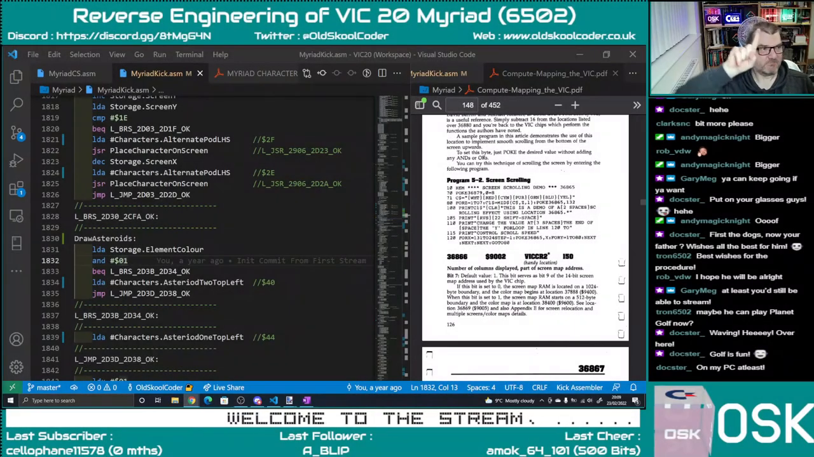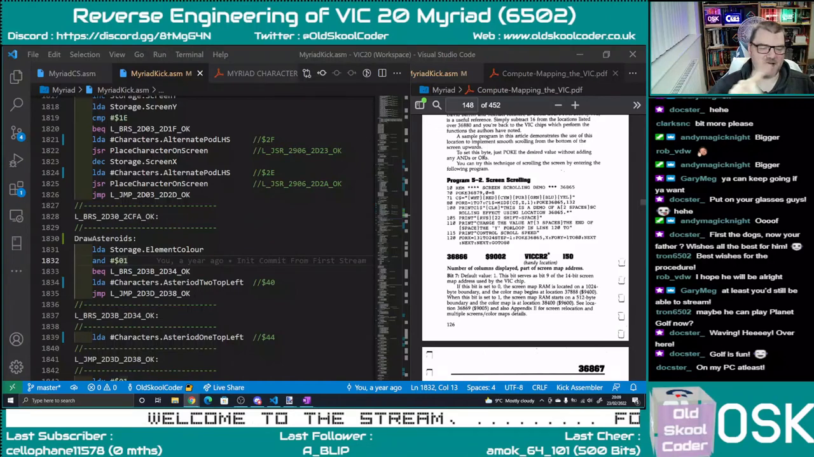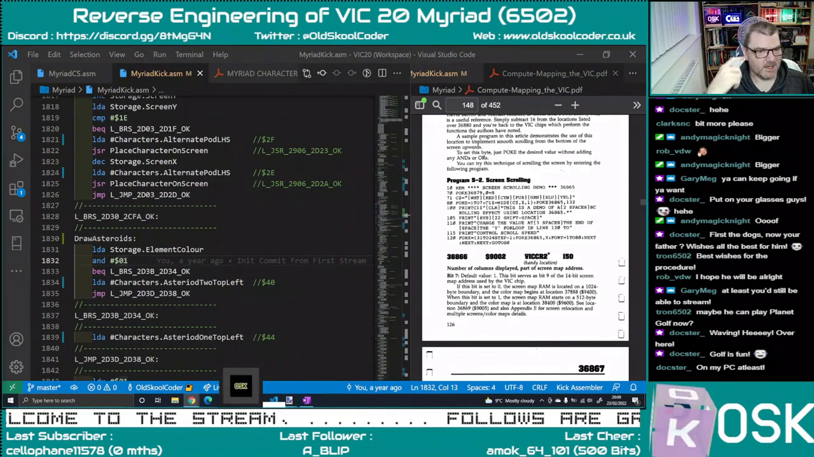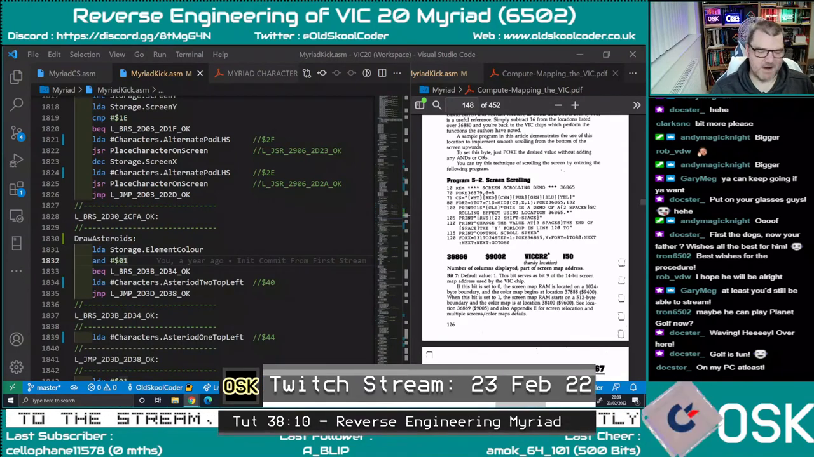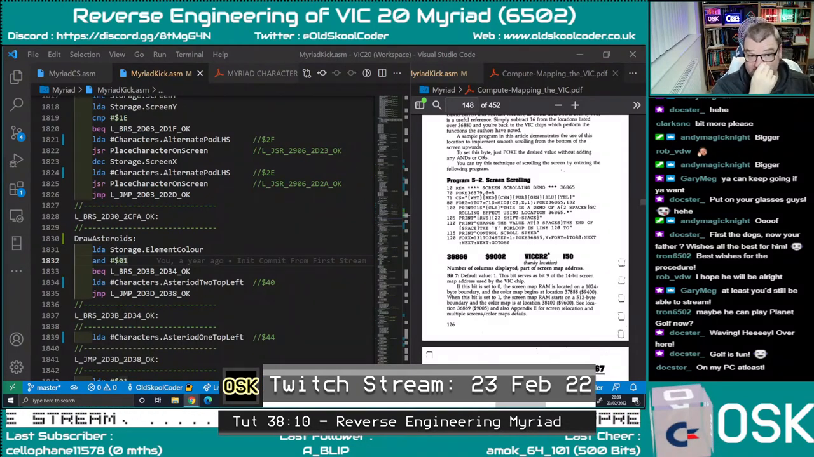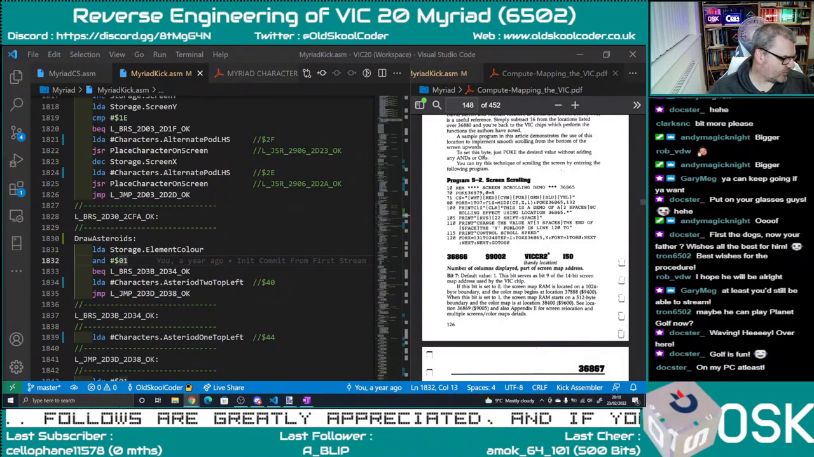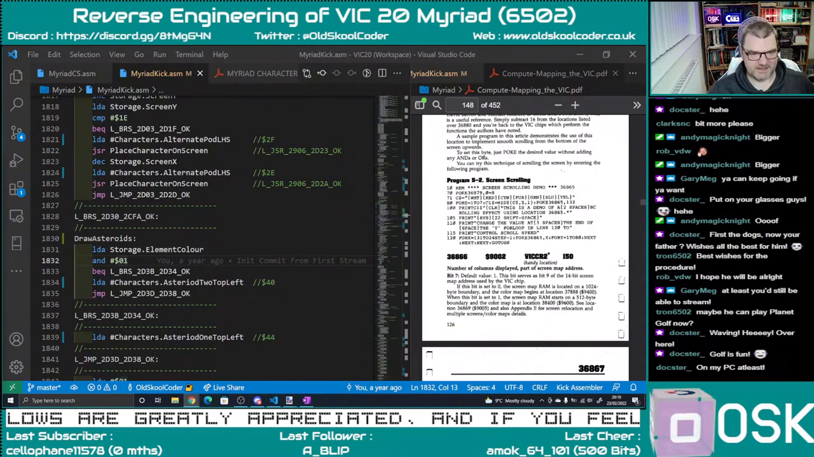First things first. One, I want to understand this change of direction routine. And two, we're going to try and see if we can figure out where the IRQ is and try and understand what those three arrays are. So, first things first, the change direction routine.